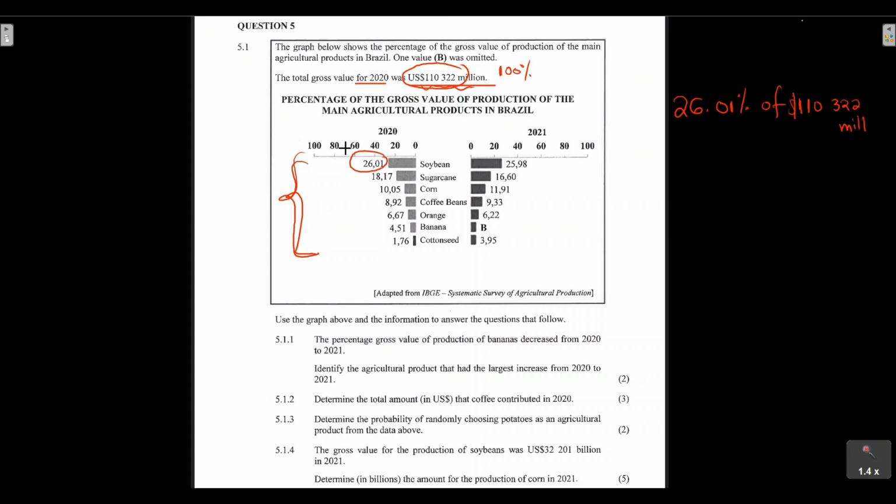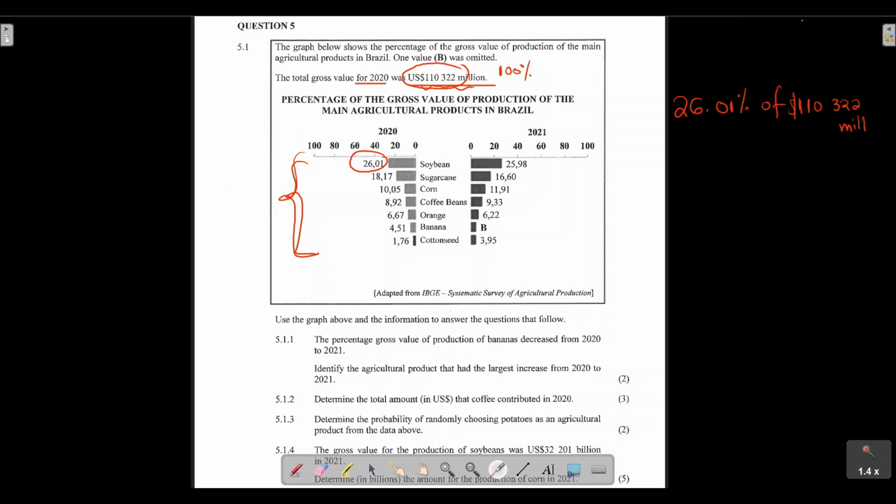But now, if you want to determine how much money was actually made from just producing the soybeans, we'll just take the percentage of the soybeans. And we know that 26% of that 110,322 million will give us the amount made from the soybeans. So that is where your mind needs to be at. That is where that figure can be applied. It will help us to determine the actual values for 2020.